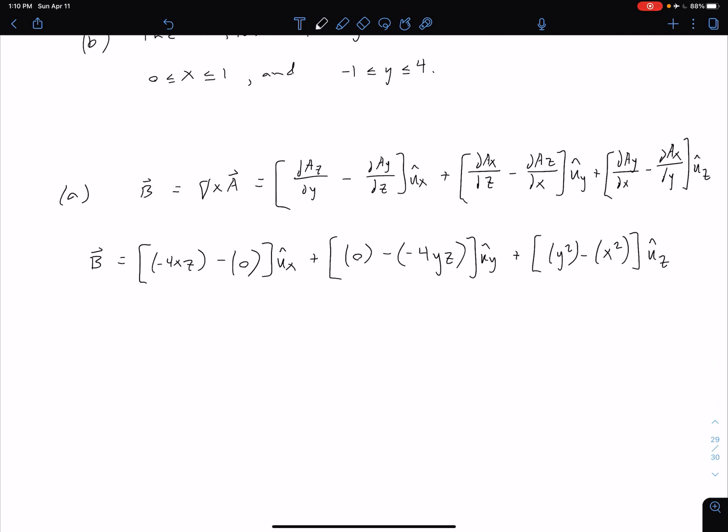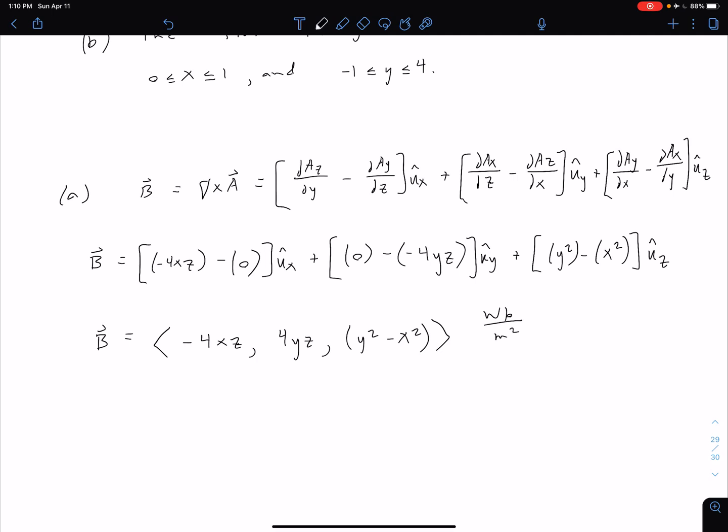So now we can, of course, clean this up a little bit, and we can say that our magnetic flux density B is equal to, and I'll use angle brackets, in our x direction negative 4xz, in our y direction 4yz, and in our z direction y squared minus x squared. And that is going to be in units of Webers per square meter.